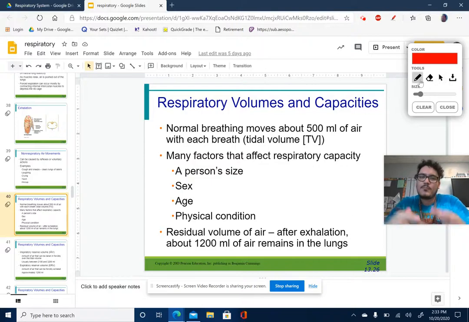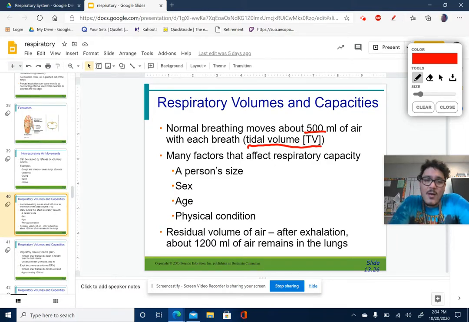First of all, normal breathing, when we're breathing casually, which is what we'd expect for most of our day, we typically move somewhere around 500 milliliters of air. Remember, a milliliter is a thousandth of a liter, so 1/1000 if you're thinking on a fraction basis. The amount of air that we breathe normally is referred to as our tidal volume.